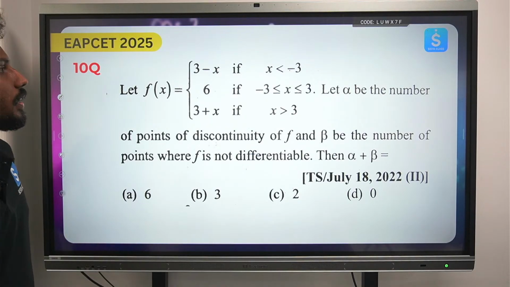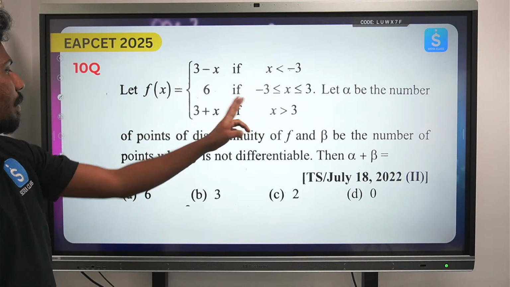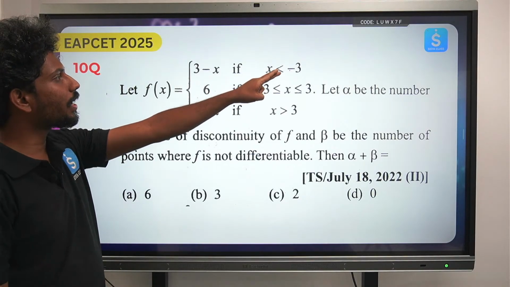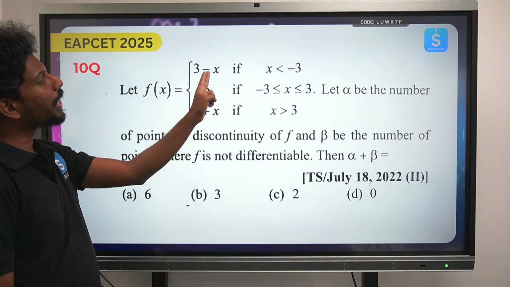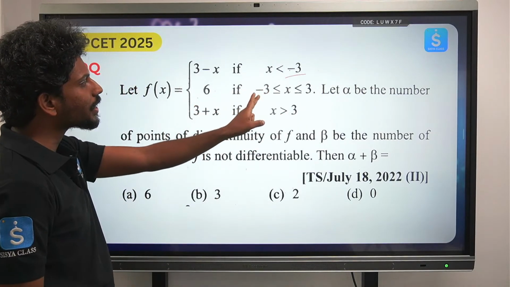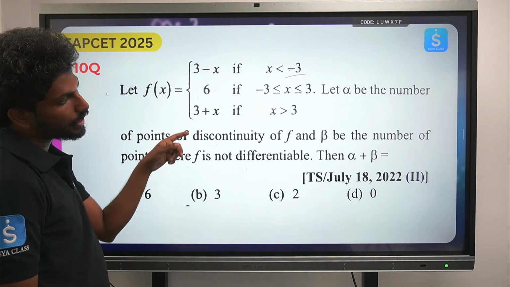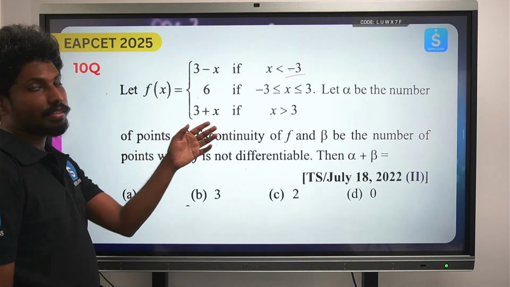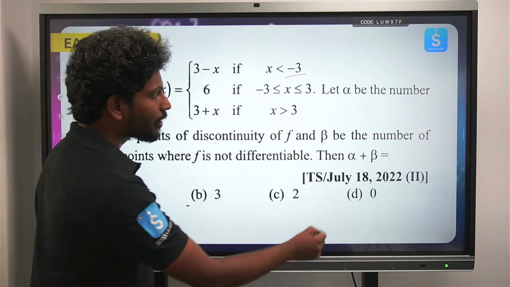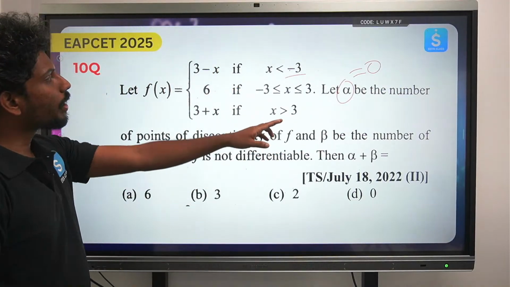Next, see the next question, the number of points of discontinuity. If alpha is the number of points of discontinuity, let's see quickly how we can find it. 3 minus of minus 3 will be equal to 6. So x equals minus 3 is continuous, and when you substitute 3 plus 3 it is again 6, hence it is continuous. So the number of points at which it is discontinuous is 0. So the alpha value is 0. And what about the beta value?